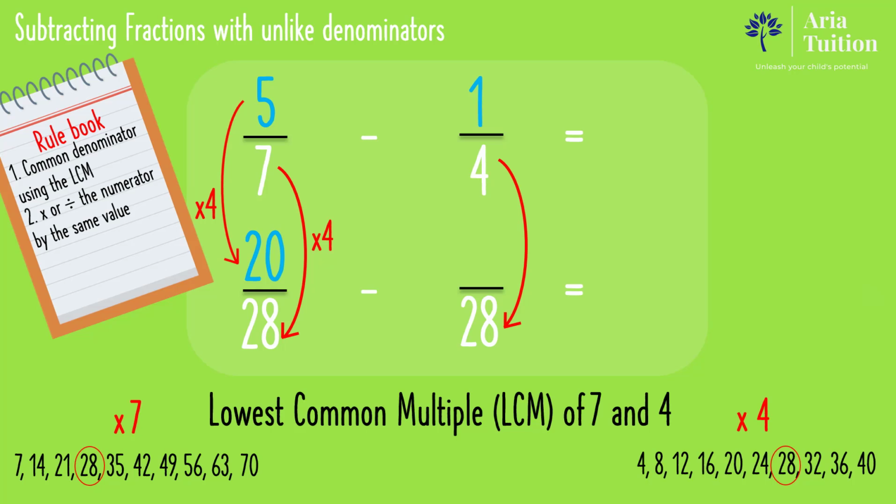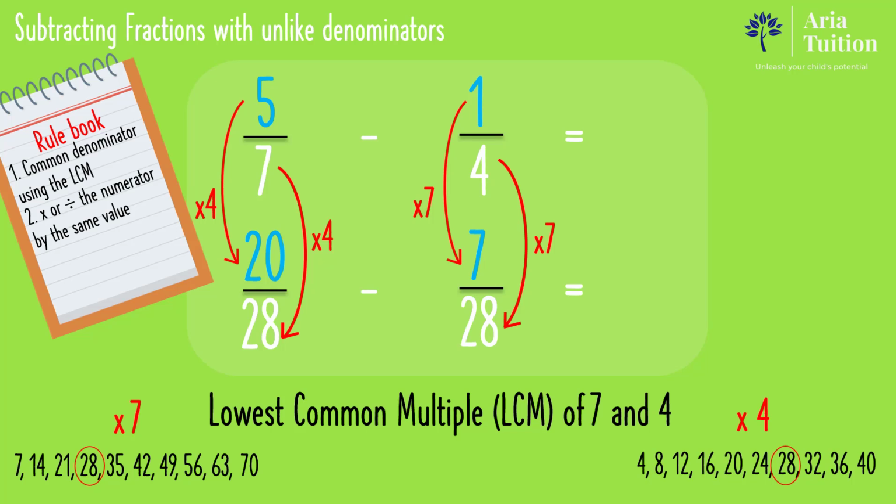What did we do to 4 to get to 28? We multiplied by 7. Therefore, we multiply the numerator by 7. 1 times 7 is 7.